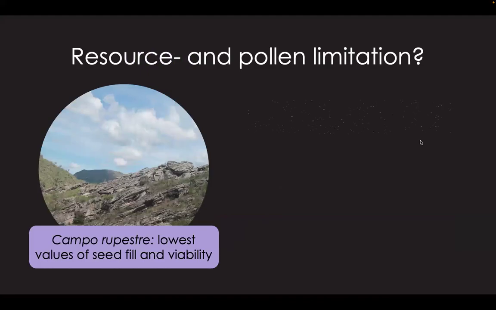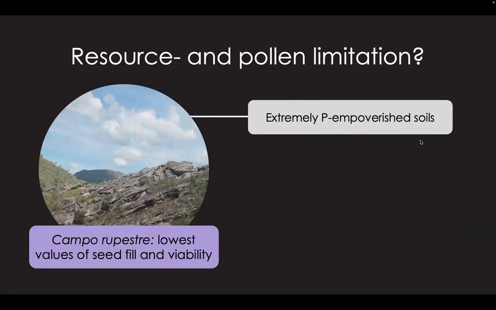And this ecosystem is characterized by having one of the most phosphorus impoverished soils in the world. So we are already in a situation where plants are in a really extreme condition in terms of nutrient content, and other studies carried in other outcrop ecosystems all over the world have already suggested that the lack of phosphorus in the soil is one of the biggest limitations for producing viable seeds. So probably species that are growing in Campo Rupestre ecosystems are producing seeds, but because of the lack of nutrients in the soil, these seeds are of really, really low quality.